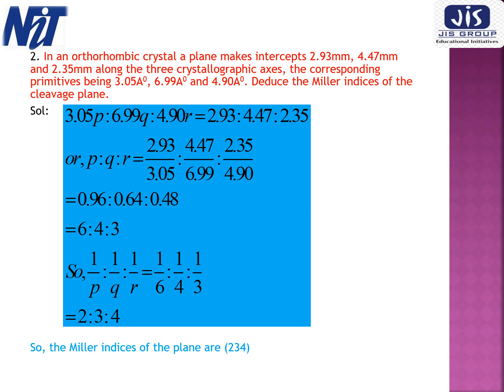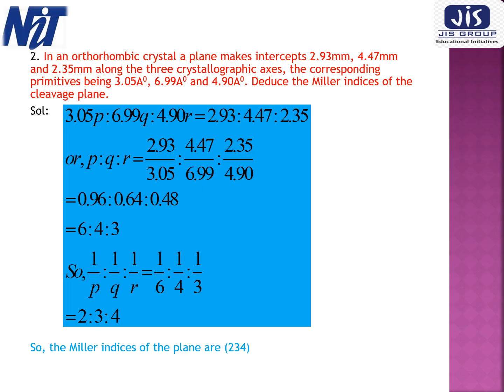Let us take a typical problem. In the last problem we took intercepts that are whole numbers. There may be intercepts which are not whole numbers, but Miller indices are to be whole numbers. So how to find that? Because in the concept of Miller indices I told you that these are whole numbers. So if intercepts are not whole numbers, how will Miller indices be whole numbers? Let us try to understand that.